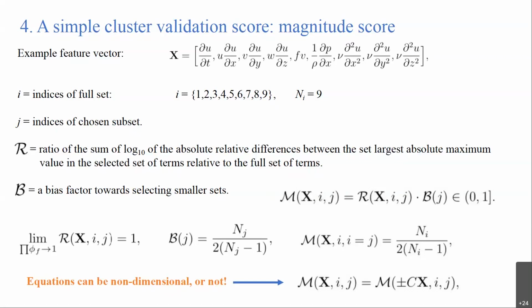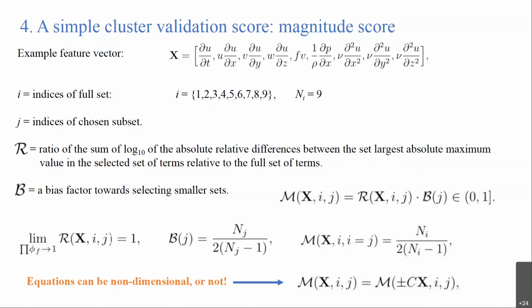The magnitude score is the product of 2 variables: R, which is a ratio of the sum of log 10 of the absolute relative differences between the largest absolute maximum value in the feature vector X, and B, which is a bias factor towards selecting smaller sets. We added B because if you just use R, it's always going to tell you to choose all of your terms. B reflects a bias that we want to be able to throw away some terms.